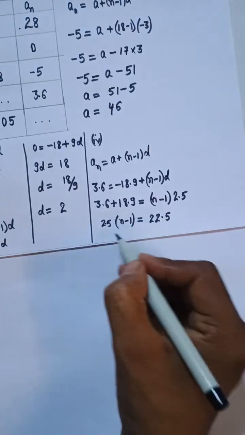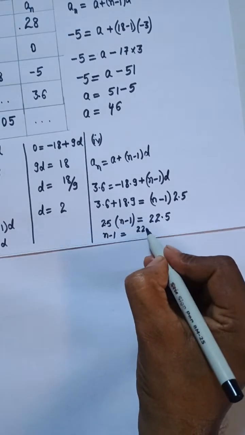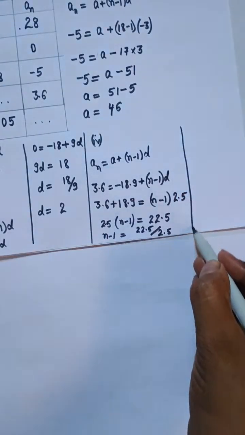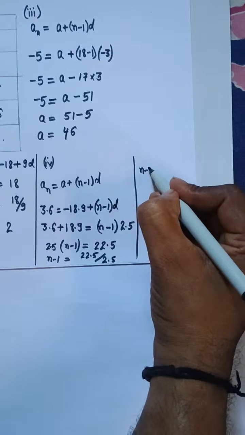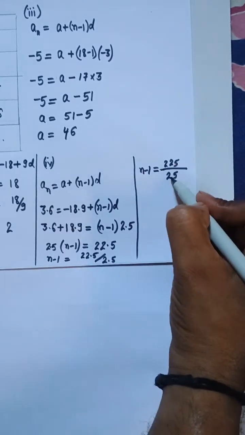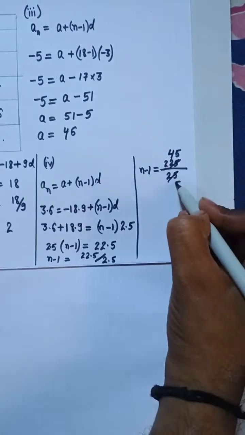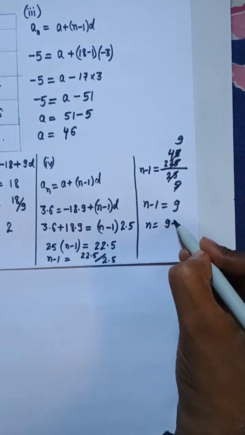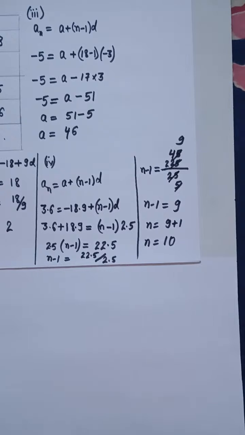So now for n minus 1 we divide 22.5 by 2.5. What is the result here? Let's calculate. n minus 1: 225 point cancel, so we have this. Five twos are 10, 20, 50, 25, 5 nines are 45, 9. So n minus 1 is coming here 9. So n equal to 9 plus 1, in the end n equal to 10. So 10 came. Okay, n equal to 10 came.